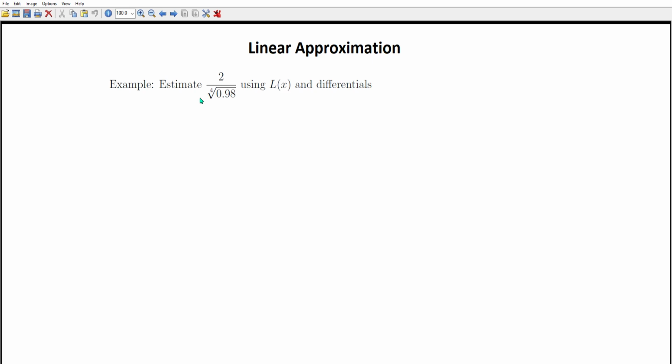So let's do a final example here. Let's estimate 2 over the 4th root of 0.98 using L of x and differentials. And in the process, what we're going to see is that the two methods are really the same method. So first, we need a function for this. And it looks natural to choose 2 over the 4th root of x, because this is what you would get if x was equal to 0.98. Okay, so this is the function we're going to choose.